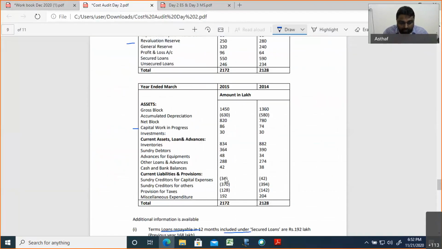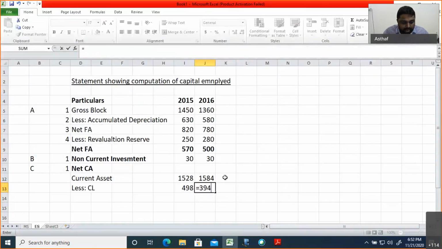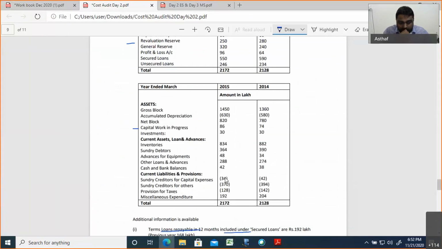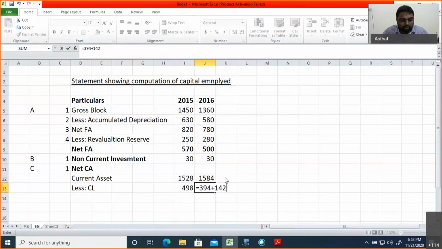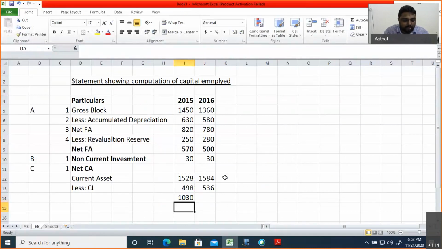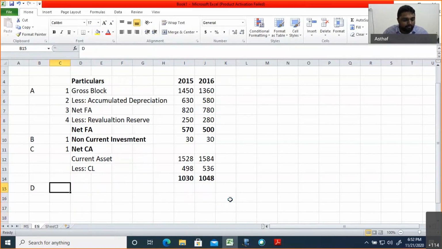Moving further, here we will have 394 plus provision for tax 142, which will be 536. So if you subtract, you will have 1030 here. You will have 1048. So this will be your net current asset. So now we can go for our final answer. What is that? None other than capital employed.